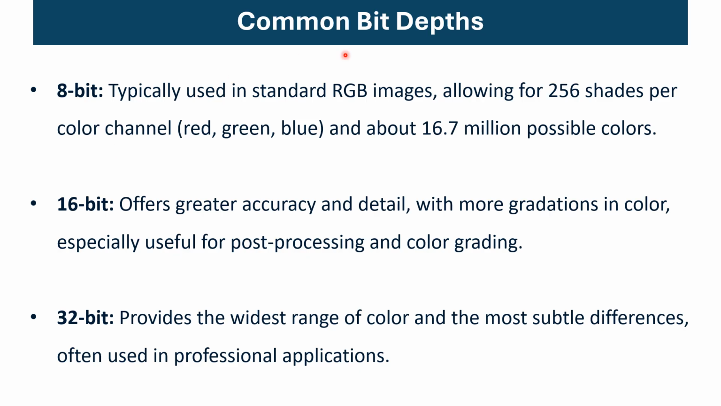Now 8-bit depth involves 256 shades per channel, okay, and about 16.7 million possible colors. So these 256 shades of color, where RGB means red, green, and blue, in combination can produce 16.7 million possible colors.